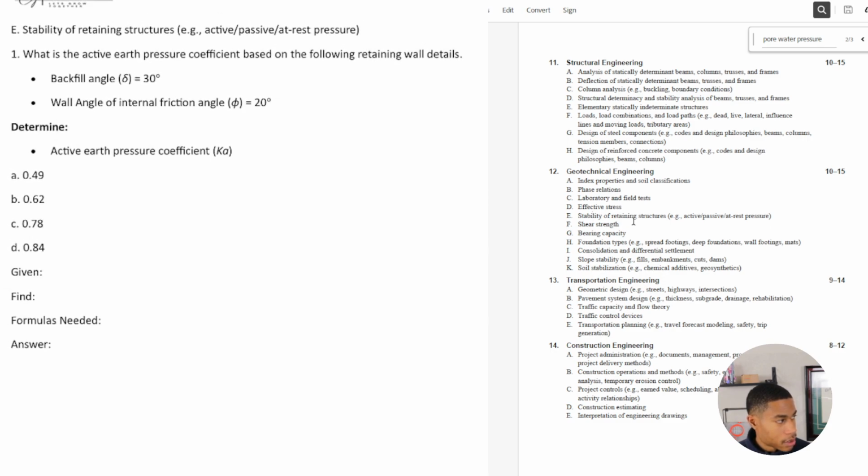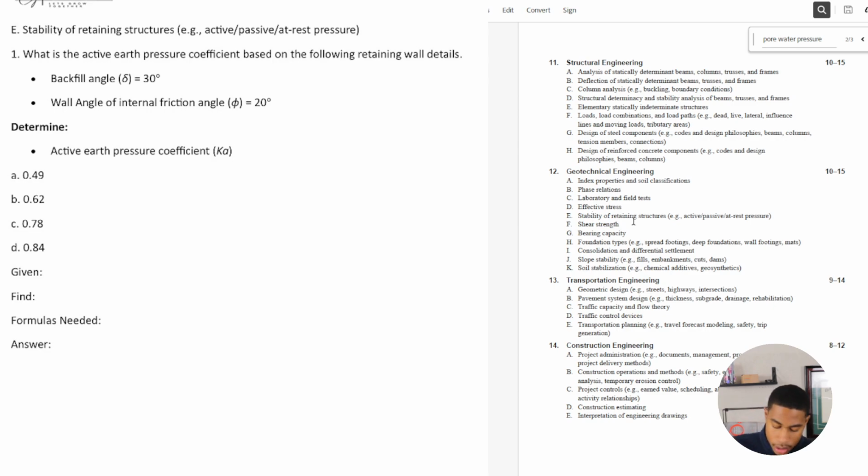All right, so number one says, what is the active earth pressure coefficient based on the following retaining wall details? Okay, so you got a backfill angle, whatever that is, that looks like a somewhat of an S, is equal to 30 degrees. Wall angle of internal friction is equal to 20 degrees. All right, determine the active earth pressure coefficient.